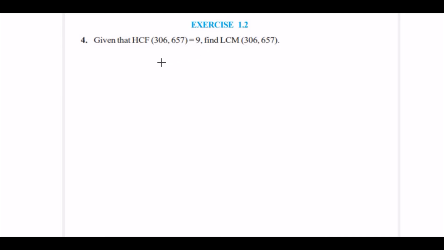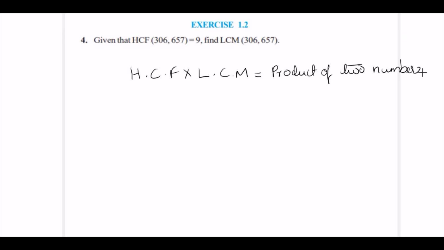Instead, when you get questions like this in which the HCF and the numbers are given, just do the product, that is HCF into LCM is equal to the product of the two numbers. This is what you have learned. So it's not required to do all the steps to find out the HCF and LCM of these two numbers. You can just do it directly. HCF is given as 9. So 9 into LCM.